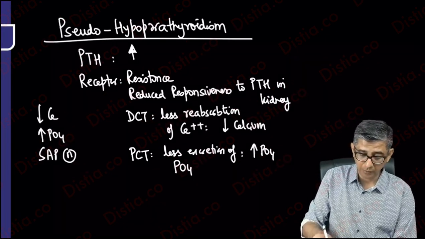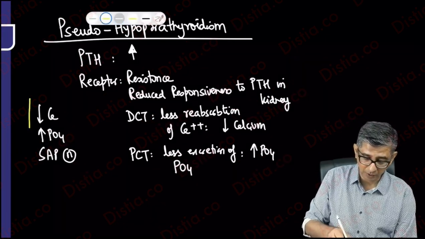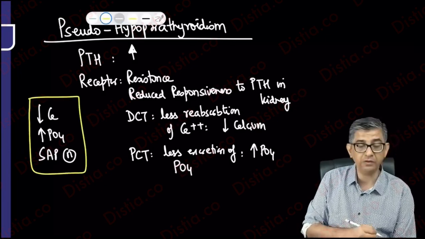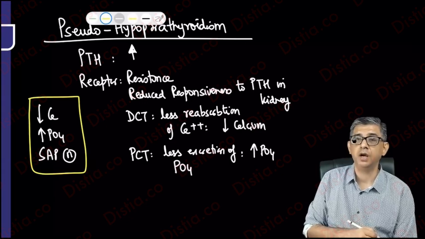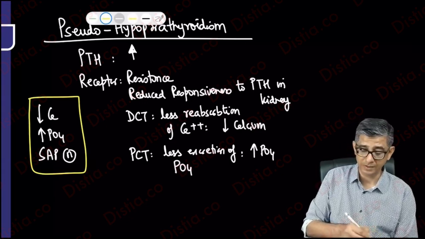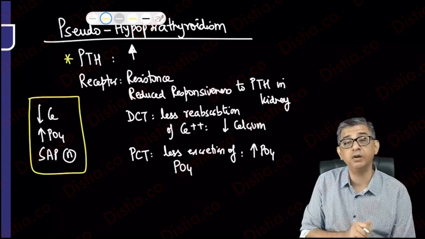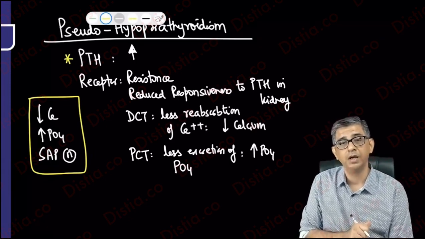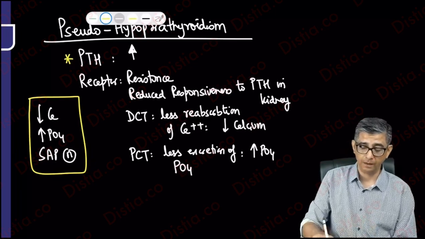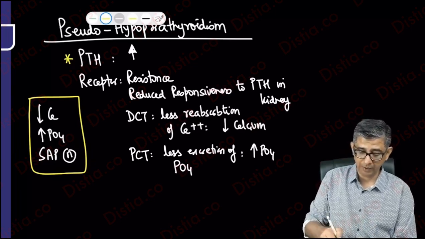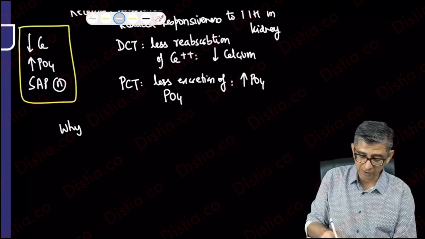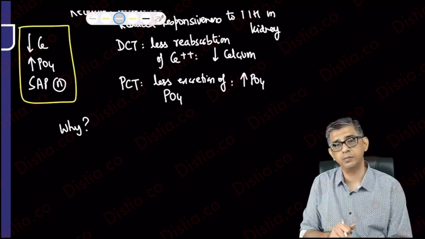You see, this blood report that I am marking once again is the same as that of hypoparathyroidism. But the difference is that in hypoparathyroidism, PTH is lesser. Here I am telling you PTH is elevated. Why? Because the receptor in the patient is misbehaving. The question that would be coming to your mind at the moment is, why is this happening, sir? Why is the receptor misbehaving?